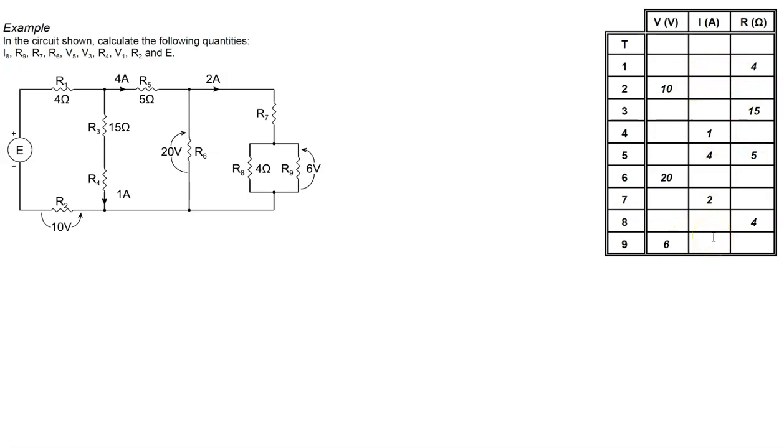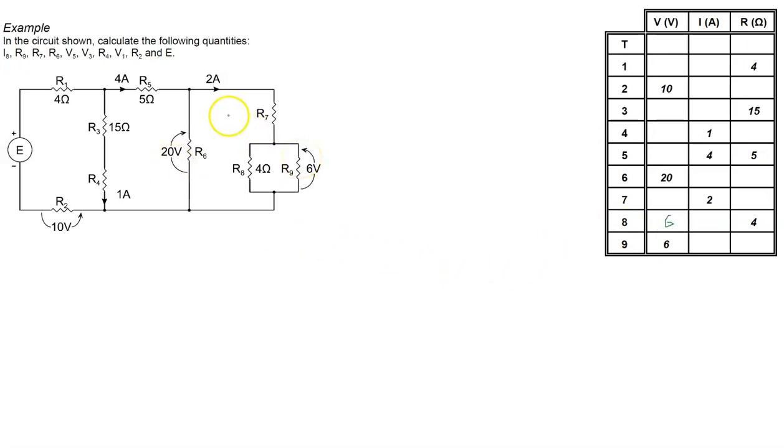Okay, so as an example, parallel rules tell us that if R8 and R9 are in parallel, they have the same voltage across them. So one of the things we can do is say that V8 and V9 are equal. And so in my VIR chart here, I also have V8 at 6 volts.